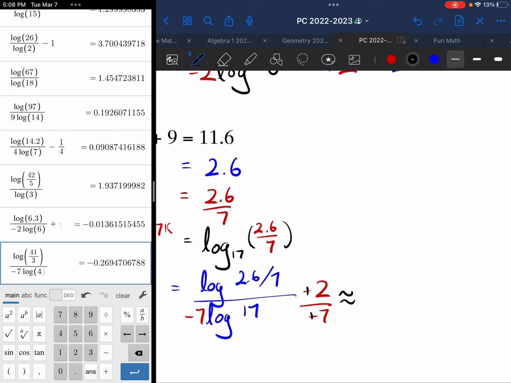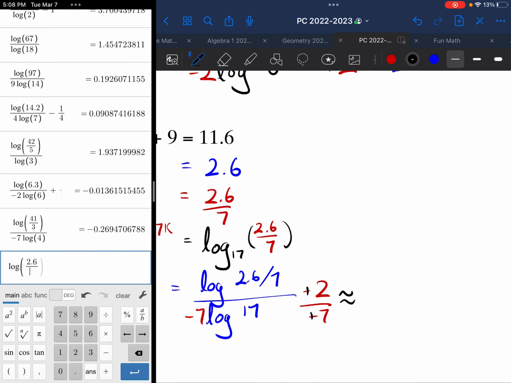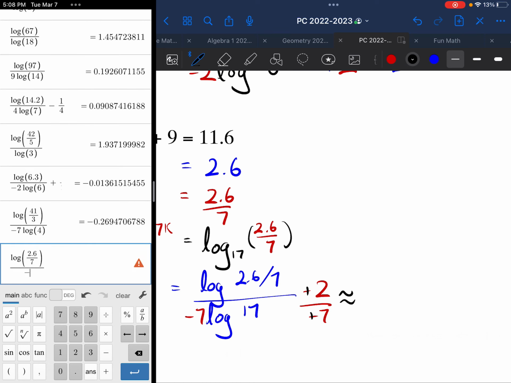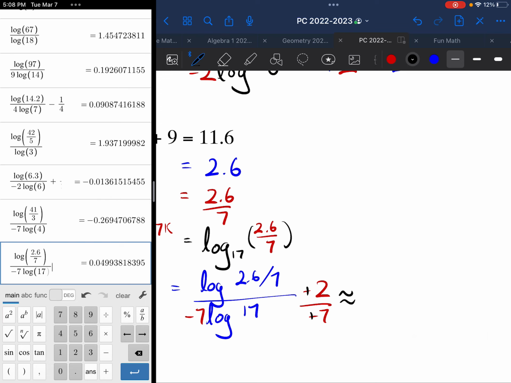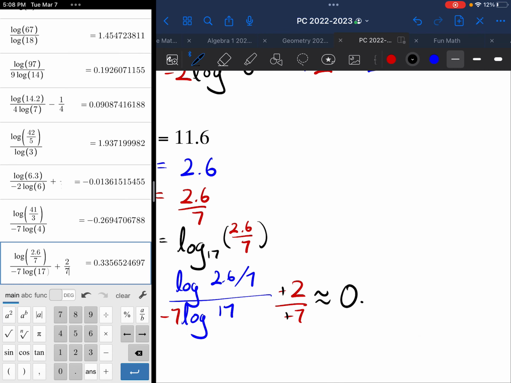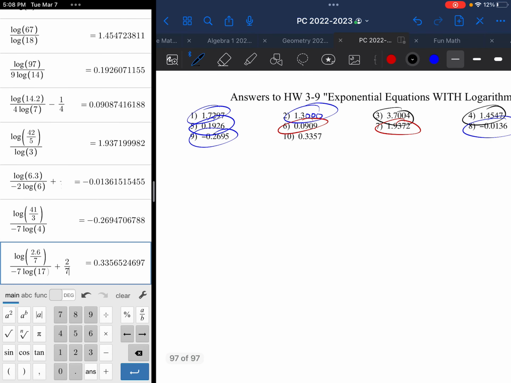But here we go. This is approximately equal to, type it all in, ready, set, logarithm of this fraction 2.6 divided by 7, and then that thing is going to be divided by a negative 7 times a logarithm of 17, and then that is going to be added to 2/7. And I get 0.3357. Okay, I'm secretly actually hoping to make a mistake. I kind of want to learn, but let's see. 0.3357. Okay, I got it.